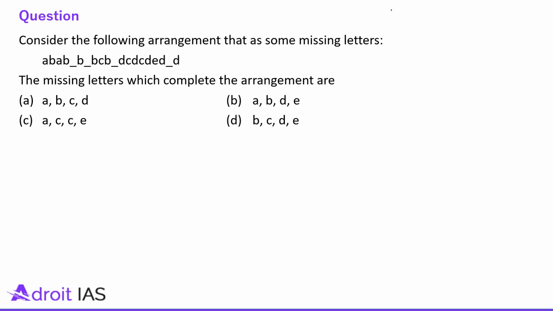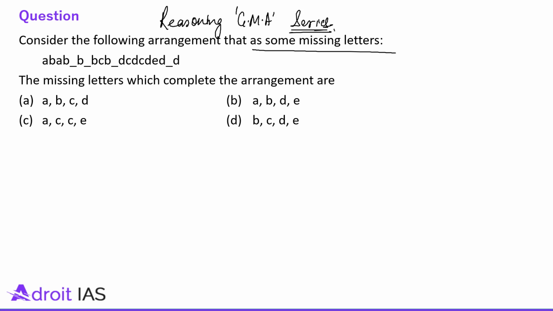Okay, the question says consider the following arrangement that has some missing letters. This question belongs to reasoning, or you can say GMA, general mental ability. The topic is series. Here no method is there, you have to check all the options. If some pattern is there in an option, that option will be the right one, else that option won't be right.